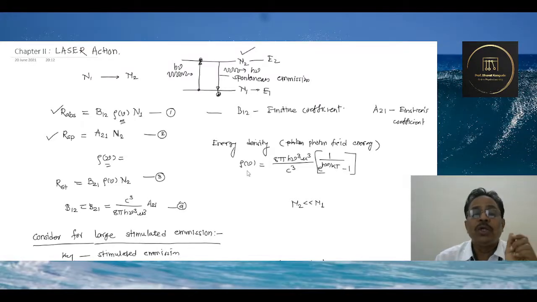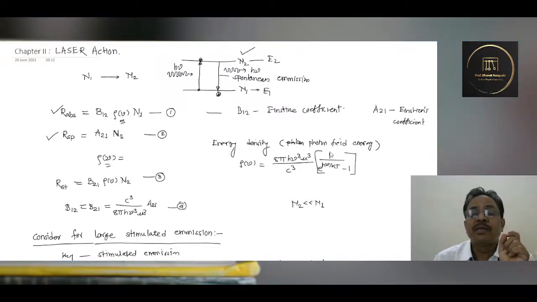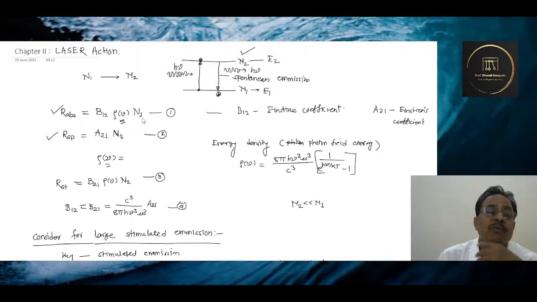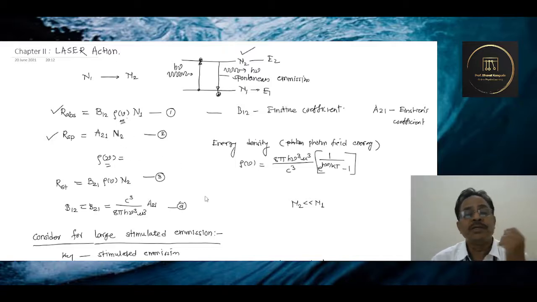The energy density is given by rho nu is equal to 8 pi h nu cubed upon c cubed, where h is Planck's constant, nu is the frequency, and c is the velocity of light, multiplied by a factor 1 upon e raised to h nu upon kT minus 1. This is called the Boltzmann factor, which we have already discussed. So this expression gives you the photon field energy density. This expression is to be written in the equation for RABS, and we get the equation for RABS in that particular form. This is one thing we have discussed in an earlier lecture.